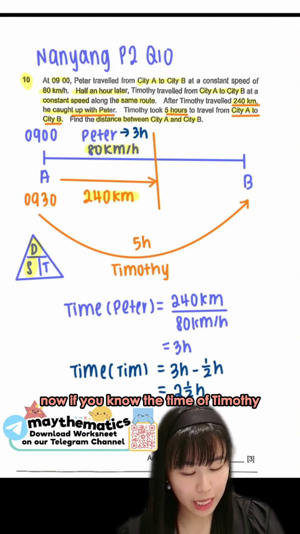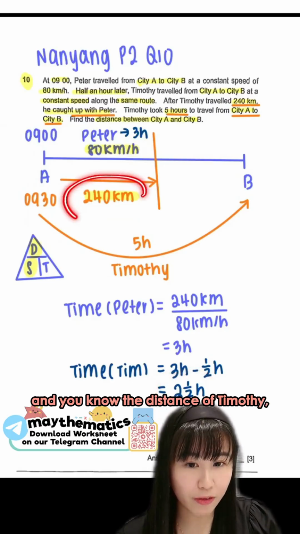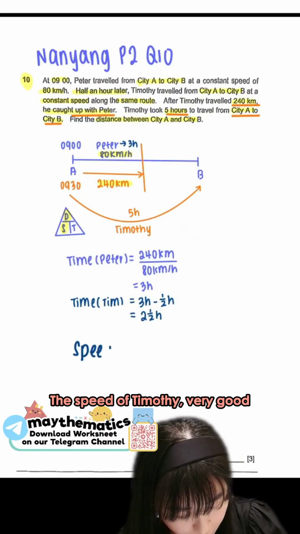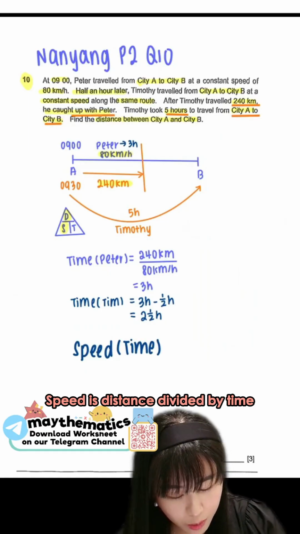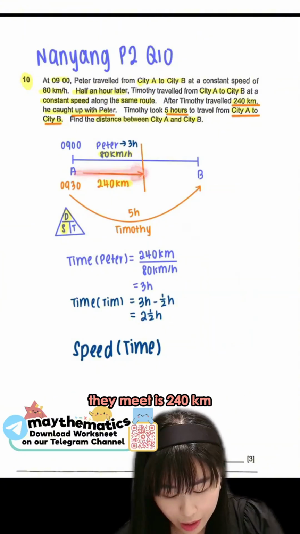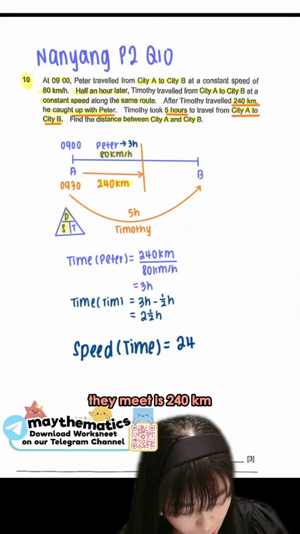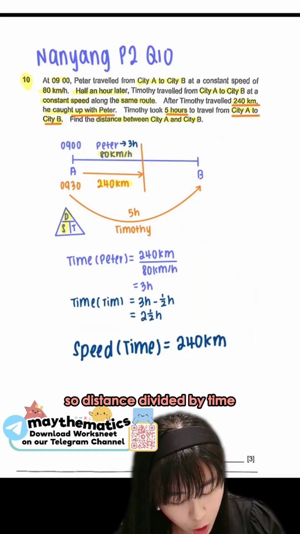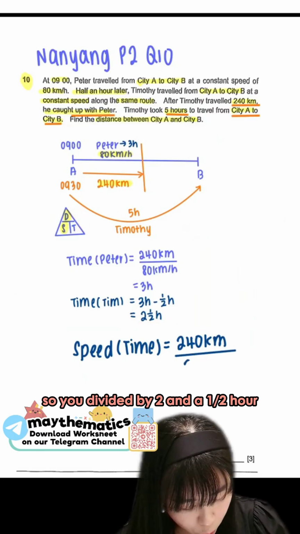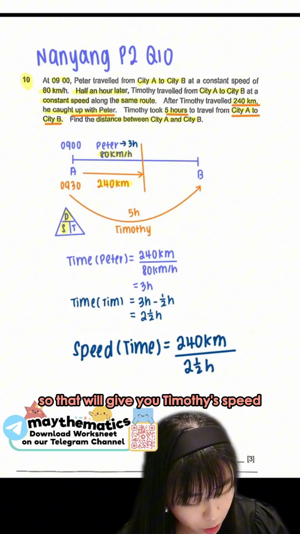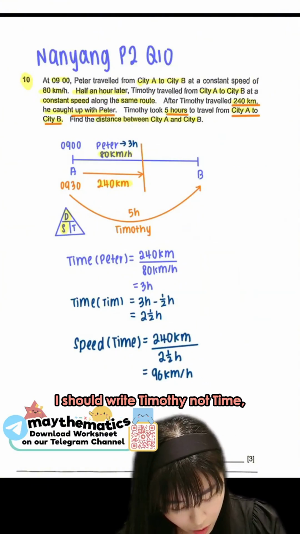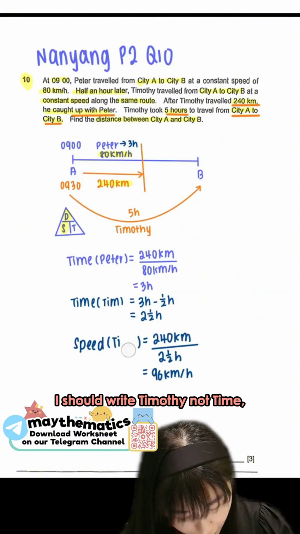Now, if you know the time of Timothy and you know the distance of Timothy, what can you find next? The speed of Timothy. Very good. So how do you find the speed? Speed is distance divided by time. So the distance that Timothy traveled up to the point that they meet is 240 km. So distance divided by time. The time is 2.5 hours. So you divide it by 2.5 hours. So that will give you Timothy's speed, which is 96 km per hour. Oh, I should write Timothy, not time.